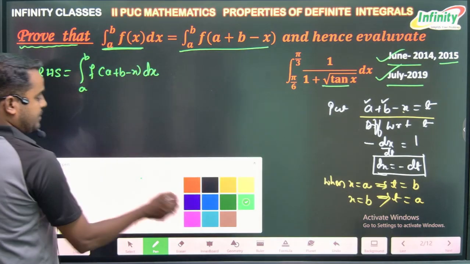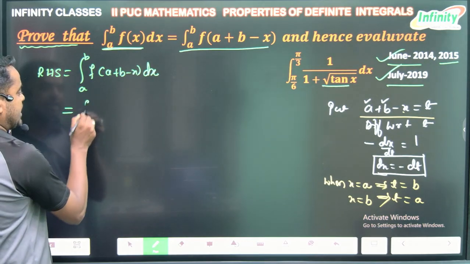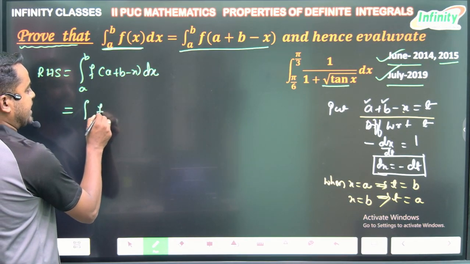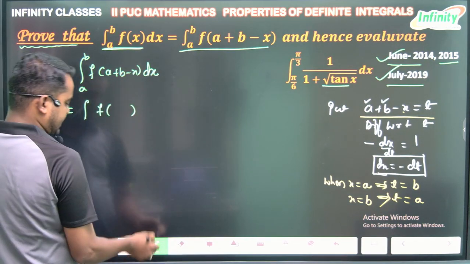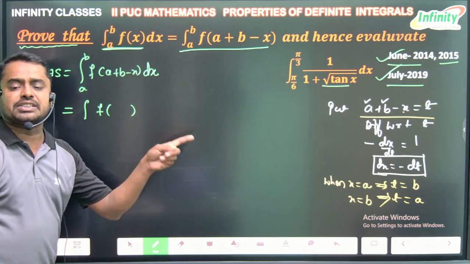Now come to this RHS part here. Integration of, I will write integration and f as it is and dt in the place of dx. See here what changes take place after the substitution.